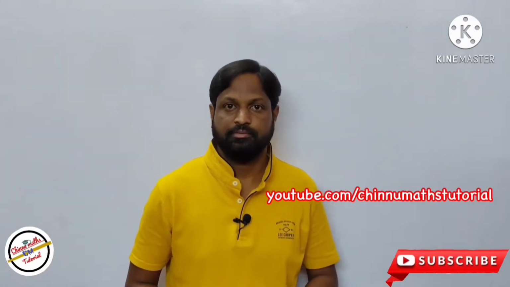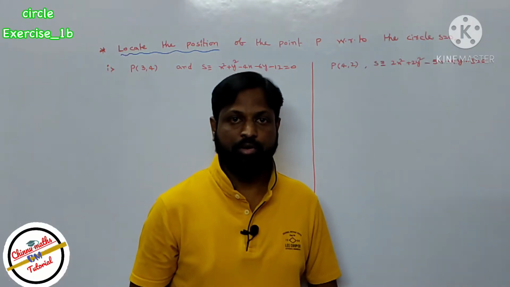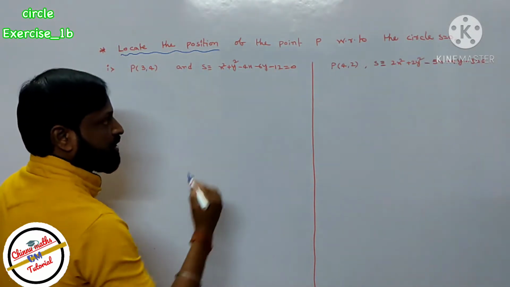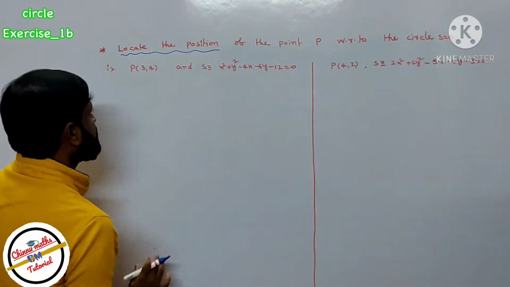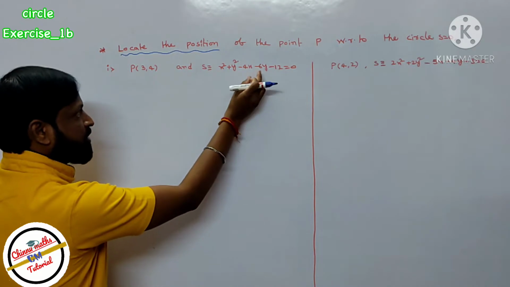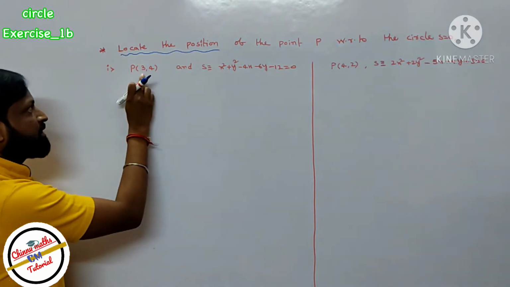Thanks for your supporting. Next we discuss exercise problems. The first problem is locate the position of the point P with respect to the given circle. Given two questions we discuss. Given the point is (3, 4) and S equal to 0. With respect to this circle you have to locate this position.